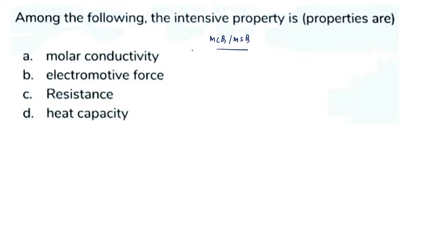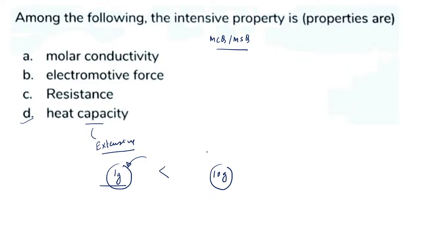Alright, so let's discuss this question. Among the following, the intensive property is or are. Let's start with option D, heat capacity. Definitely heat capacity is an extensive property because it's mass dependent. Let's suppose I take 1 gram of substance and 10 grams of substance. The amount of energy required to heat 1 gram of a substance will definitely be less than for 10 grams of substance. So it's a mass dependent quantity, so definitely heat capacity is an extensive property. So we can cancel out option D.